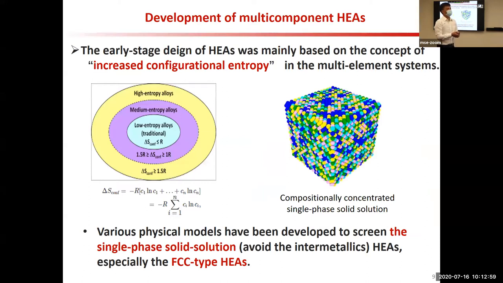One thing I have to note is that the early stage design of the high entropy alloy is mainly based on the concept of increased configurational entropy of the multi-component system. One of the goals is to achieve the compositionally concentrated single phase solid solution. Various physical models have been developed to screen the single phase solution. In the meantime, people also try to avoid the intermetallic phases in the high entropy alloy system, especially to pursue the FCC type high entropy alloy, the face-centered cubic structure.